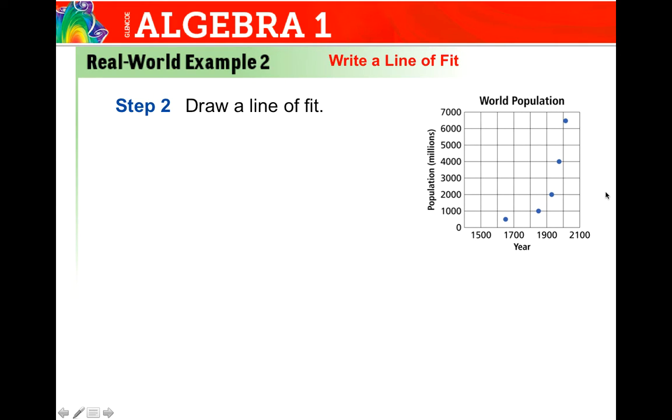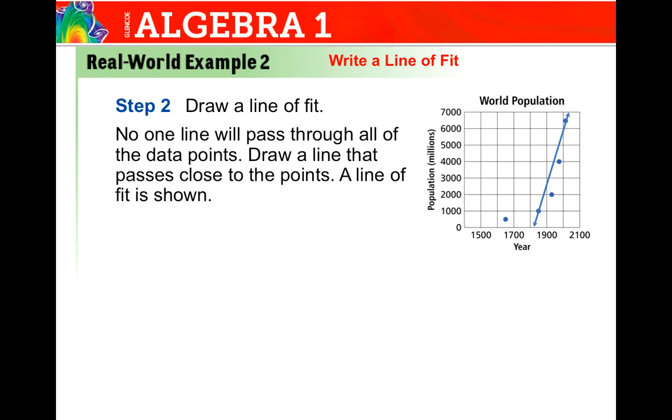Now, step 2 is to draw a line of fit in the data. One line will not pass through all of the data points, so we'll draw one that passes close to the points. Here is an example of a line of fit. Okay, it follows that trend. It goes very quickly without leaving out what's over here that we started with. So we started slowly and then got very quick. So this is a sample.